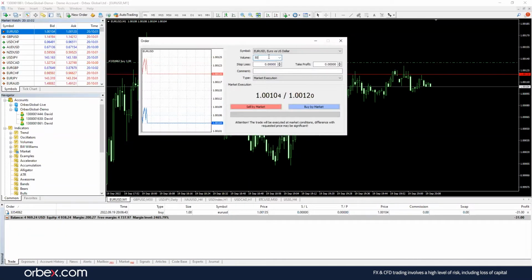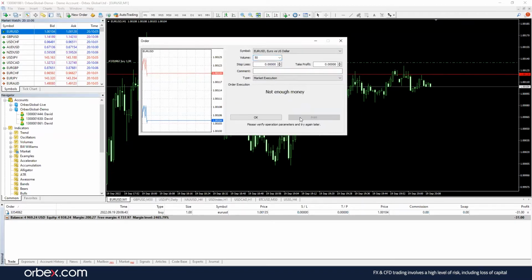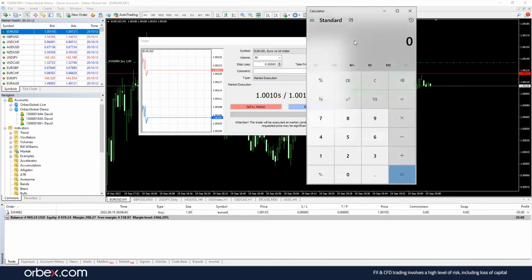Let's open 50 lots, which is obviously 5 million notional value. And I'm going to get "not enough money" because I just don't have enough. So why do I not have enough? Well, the notional value is 5 million if I want to open 50 lots.